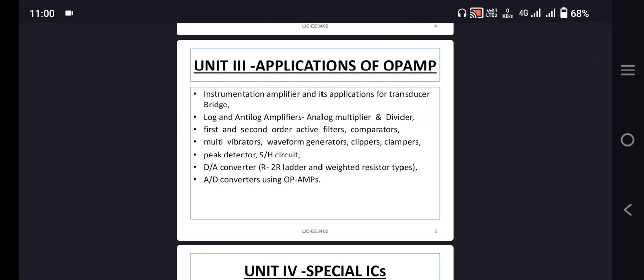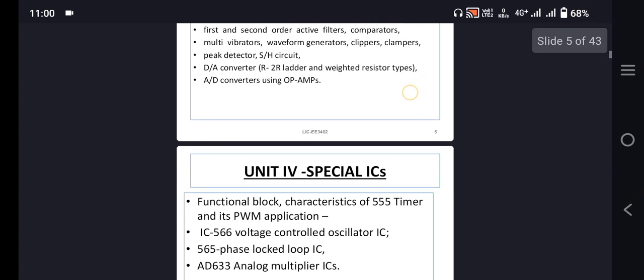Third unit covers some of the applications of op-amps like instrumentation amplifier and its application, log and anti-log amplifiers, analog multiplier and divider, first and second order active filters, comparators, varieties of multivibrators, waveform generators, clippers, clampers, peak detector, sample and hold circuit, digital to analog and analog to digital converters using op-amps.